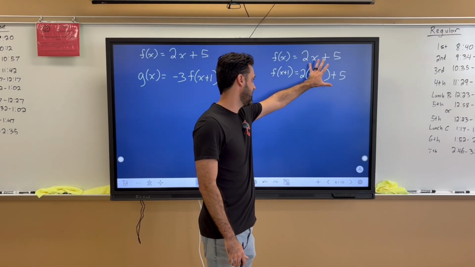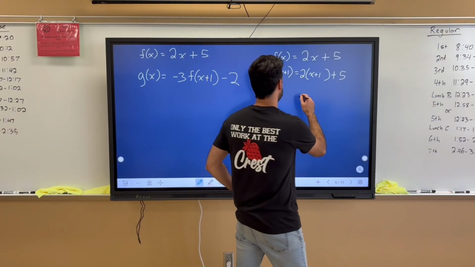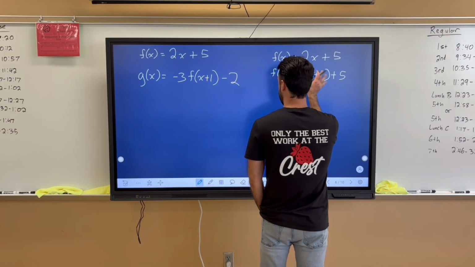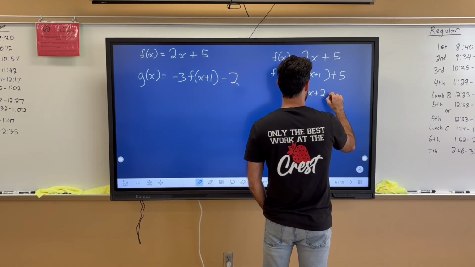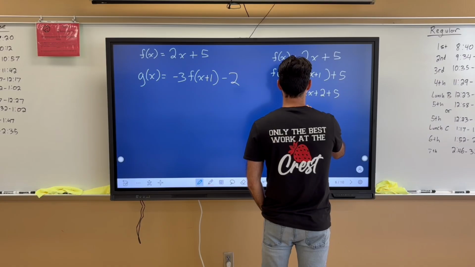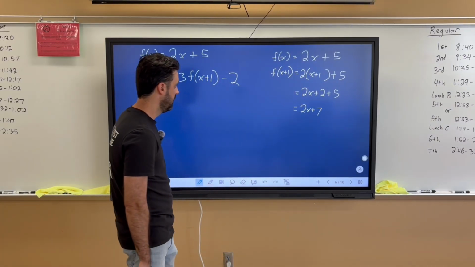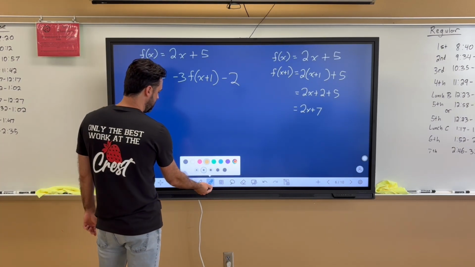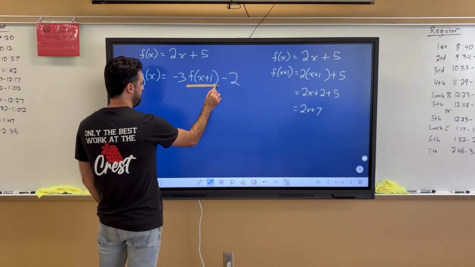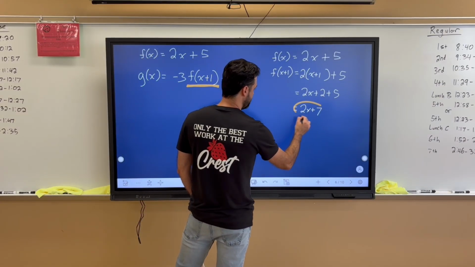I could just go ahead and take this and plug it in over here, but it might make it easier if we actually go ahead and distribute here. Doesn't matter if we do it now or later, but it might make it a little easier just to do it now. So 2x plus 2 plus the 5 right there, and so that's 2x plus 7. Okay, so that's what f of x plus 1 simplifies into.